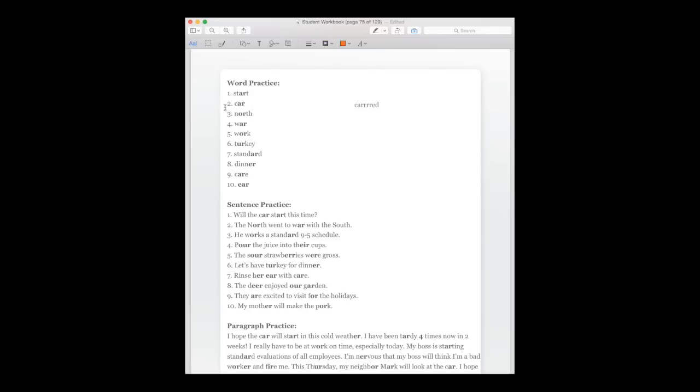Start. There you go. Then do this one. And then how about, car. Yeah, and then next one. North. North. War. There it is. Okay, so once you kind of get comfortable with getting that R in position the same way as you have the R in the other position, then you can kind of practice that, okay?